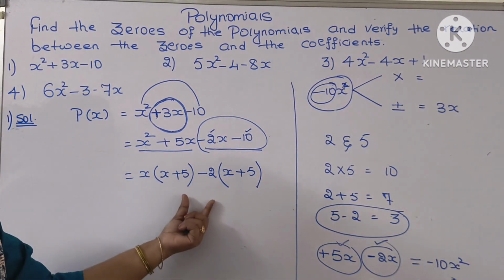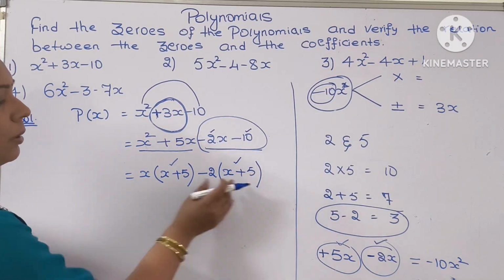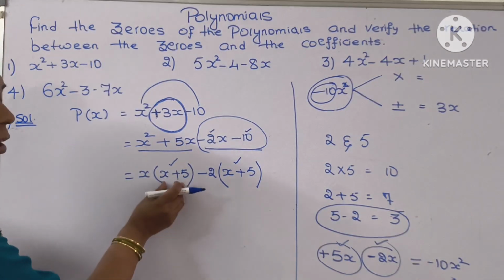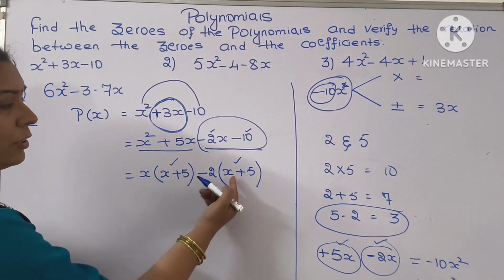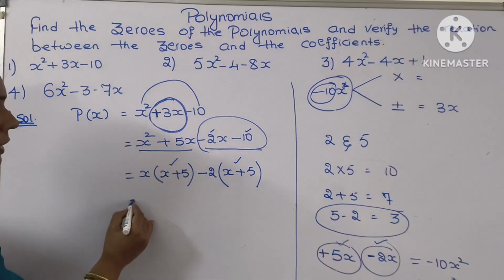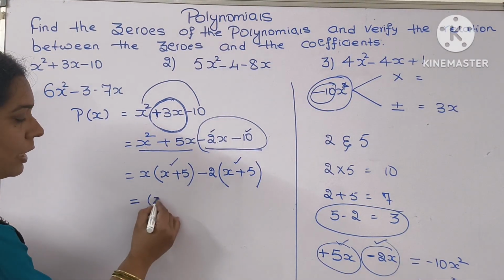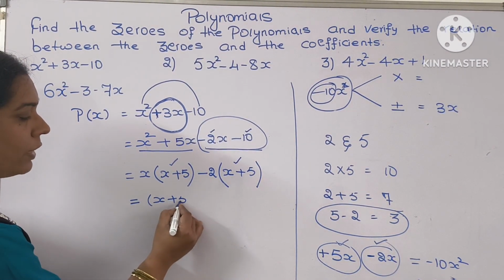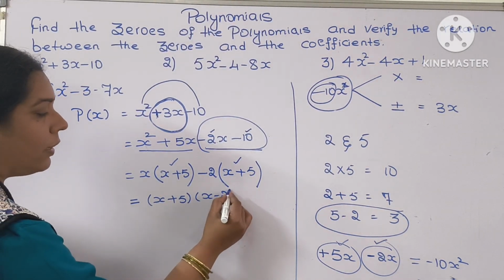Now, when you have done this factorization, notice that you get the same terms in the brackets. Along with the terms and the signs, it should be the same. I got the same x plus 5 and x plus 5. When you get a condition like that, it means your factorization is correct. Now, instead of writing this x plus 5 twice, write it only once, and then the other x and minus 2 make it the other factor.